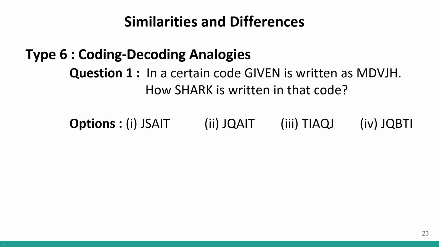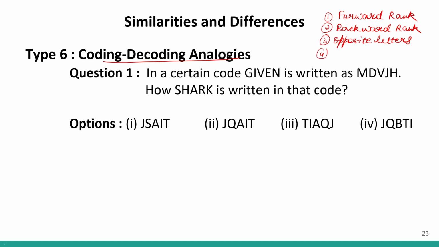Now let us come back to coding decoding analogies. In coding decoding analogies, we use the same 4 concepts that we use in alphanumeric series, which were forward rank, backward rank, opposite letters, and loop. So these 4 concepts will be used for questions in coding decoding analogies and other concepts as well, especially for this particular question.